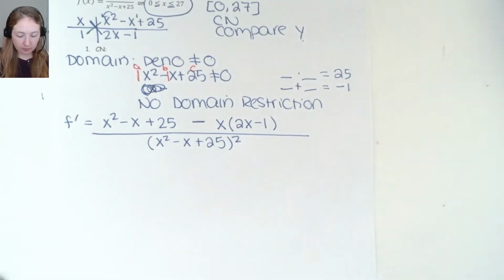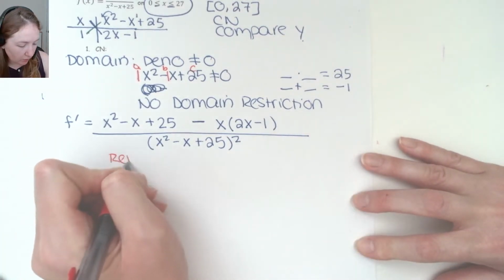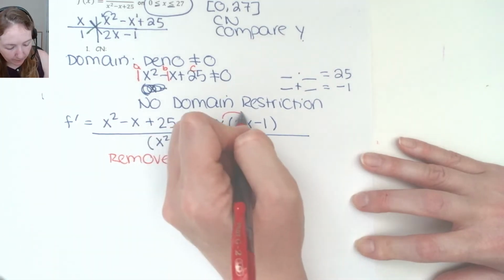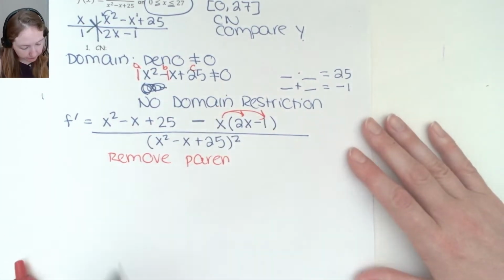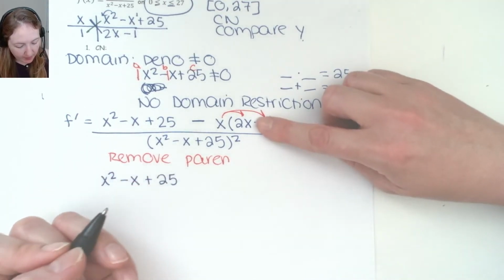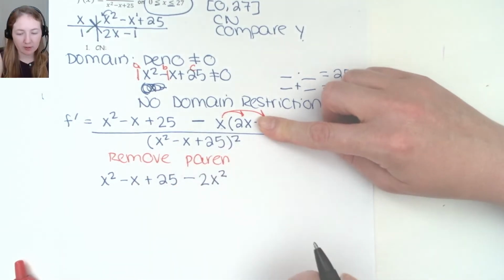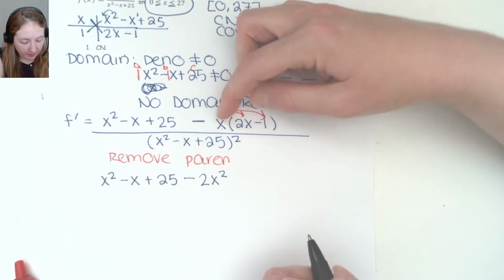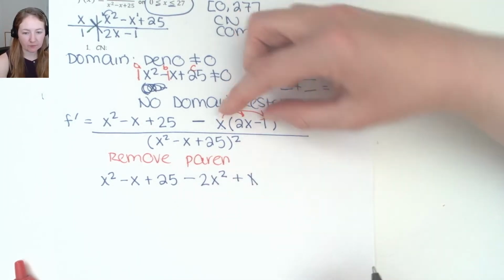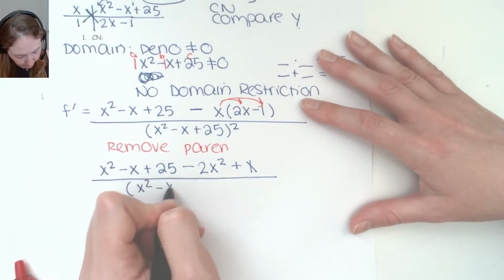Now, we want to have just one single fraction. So because we want one fraction, we are going to remove the parentheses in the numerator by distributing this x. So that gives us x squared minus x plus 25. And then we have x times 2x will give us a negative 2x squared. And then a negative x times -1 gives us a positive 1x. And then that is all over the bottom squared, of course.